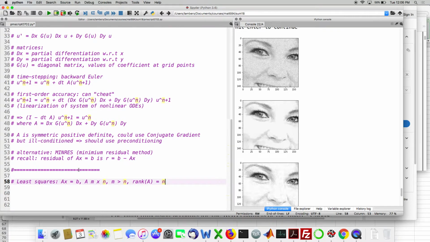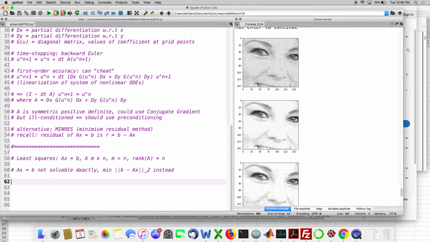So in this case, the system is overdetermined, because if m equals n, then we're back to the usual case where we do like Gaussian elimination. So really, generally unless b happens to be in the range of A, Ax equals b is not solvable exactly. So you minimize the norm of the residual, the two norm of the residual instead.